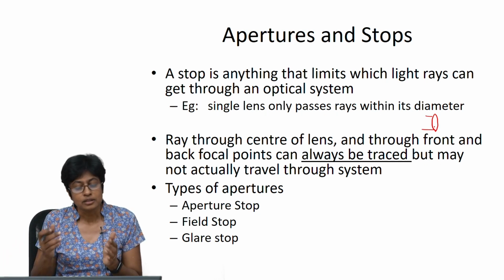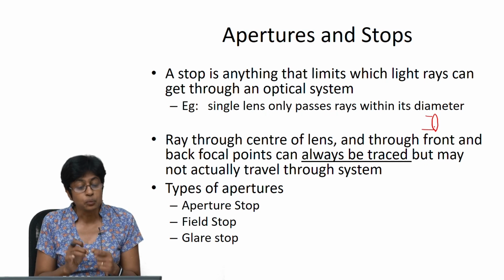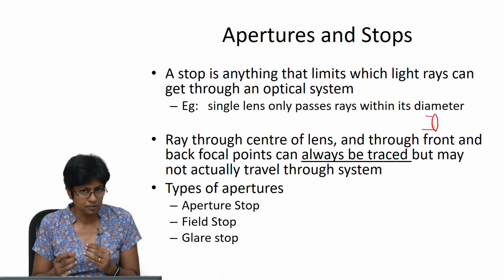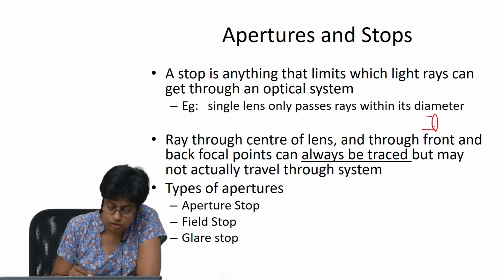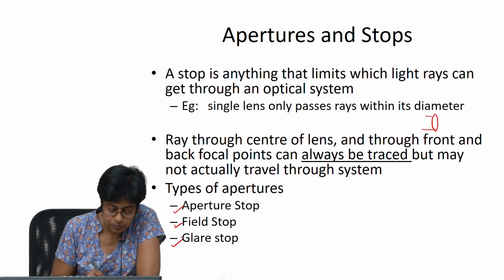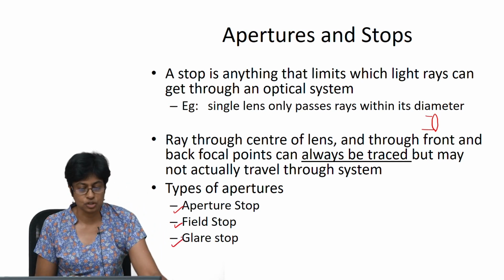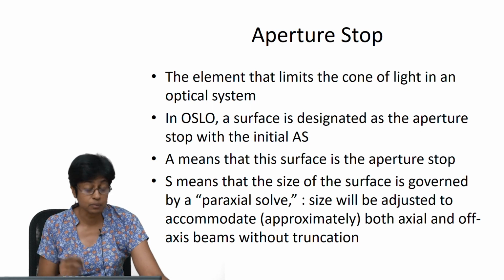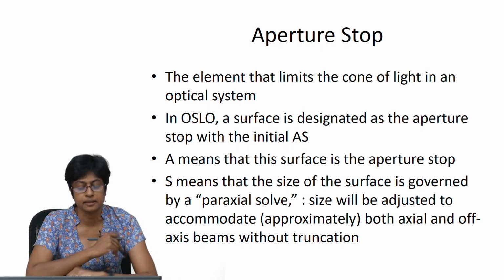Okay, and to understand this better, we split up the apertures, the type of apertures we have, into three different types. So we have the aperture stop, I mentioned that just now, we have the field stop, and we have what's called the glare stop. Okay, and I'll come to each of these in detail.